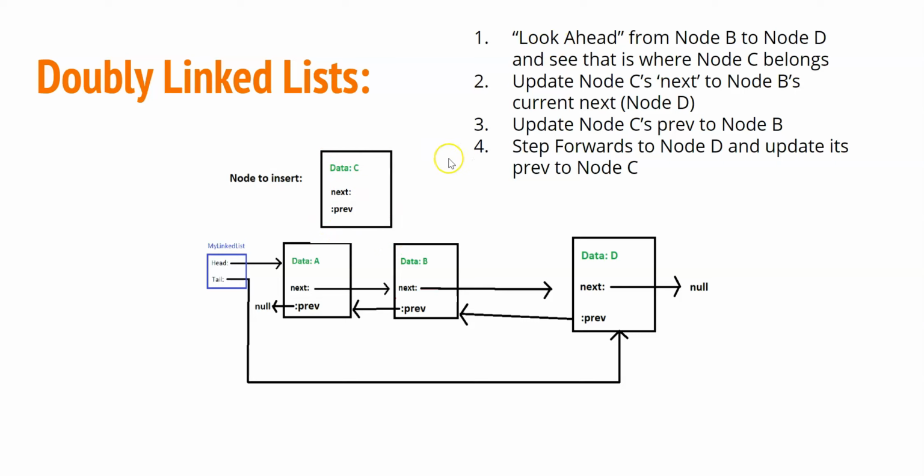But yes, essentially I have the steps laid out here. You update node C's next to be node D. So both B and C will be pointing to node D. And then node B will be pointing to node C. And then you'll update node D's previous to node C.